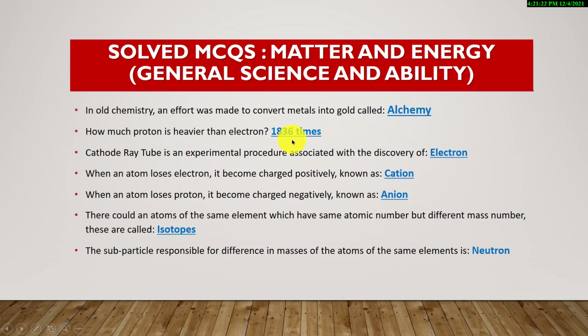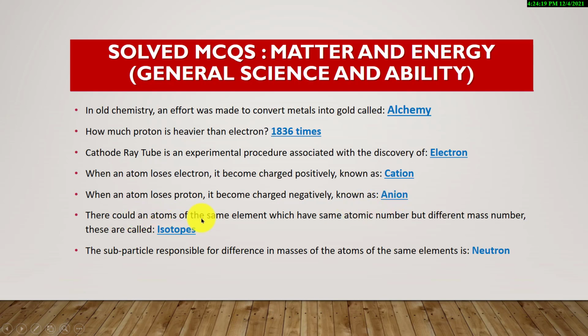How much proton is heavier than electron? 1836 times. Cathode ray tube is an experimental procedure associated with the discovery of electron. When an atom loses electron, it becomes charged positively, known as cation. When an atom loses proton, it becomes charged negatively, known as anion.